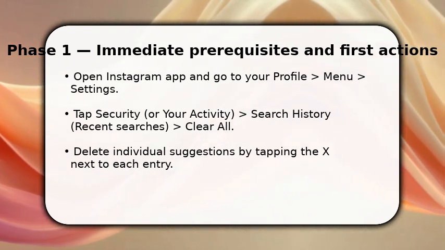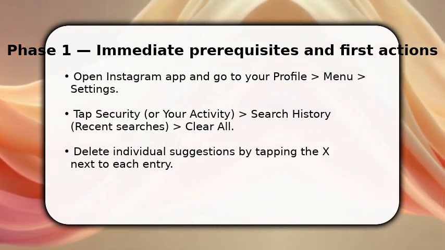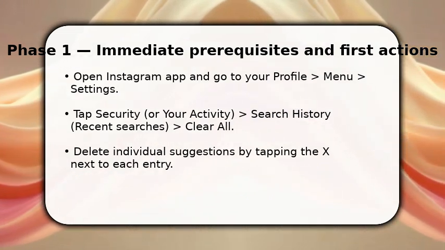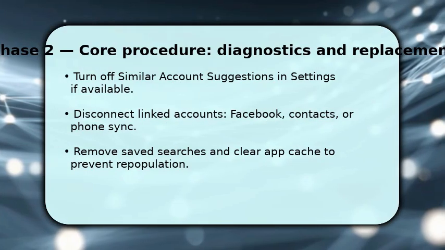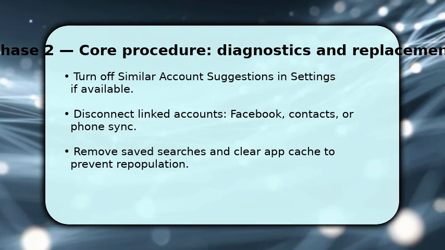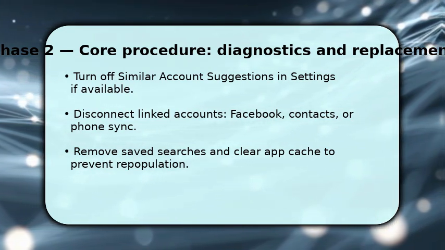Do this now so old searches stop influencing suggested accounts. Make sure to confirm prompts when asked, otherwise data stays in the cache. Once done clearing history, prevent new entries from appearing. Go to Settings and disable similar account suggestions when you see the option.